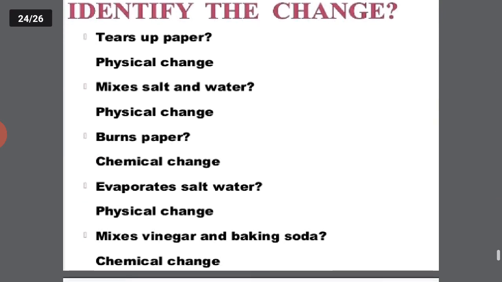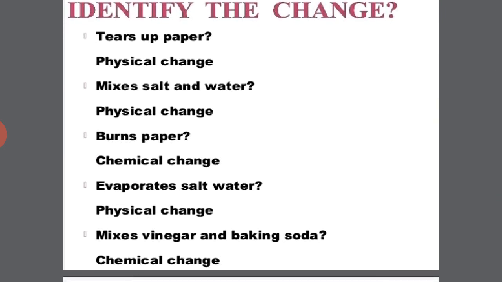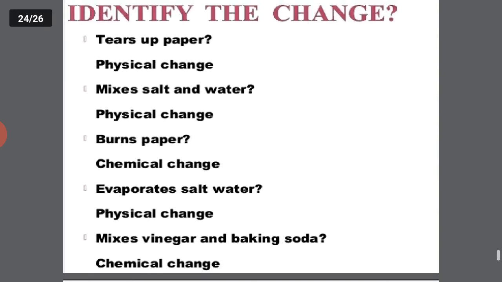Now the task for you is: tear a paper. What kind of change is it? It is a physical change. Mix salt and water, it's again a physical change. Burn paper, it will be a chemical change, we will not be able to get it back again. Evaporate salt water, physical change. Mix vinegar and baking soda, it will be an example of chemical change.